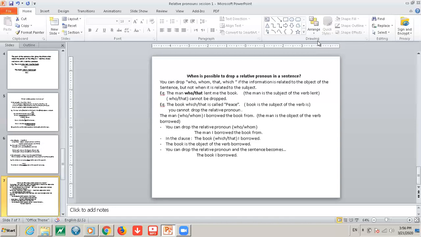In this sentence: the book which I borrowed, or the book that I borrowed. The book is the object of the verb borrowed. I is the subject. I borrowed the book. So which or that define the book, which is the object. So you can drop the relative pronoun and the sentence becomes: the book I borrowed. It's possible to leave out which or that in this sentence.